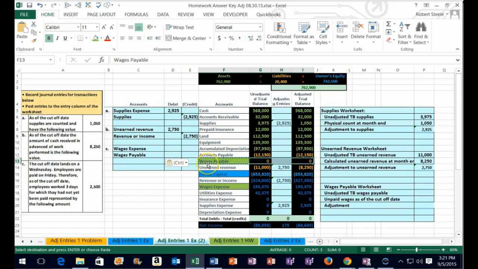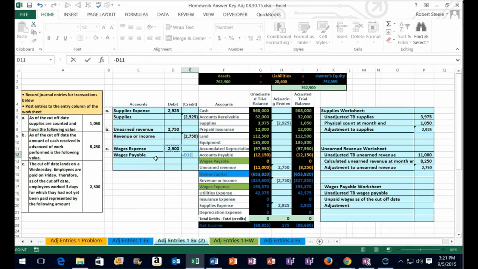Now, in this case, there's nothing in wages payable already, so we don't really need to do a calculation on that adjusting entry. We know that we're going to expense $2,500. That's the amount that we determined was the expense for the 3 days that has not yet been paid. So we're going to expense $2,500 for those 3 days, and then we're going to credit wages payable, meaning the wages payable are going to go up because we owe those employees that money for the 3 days that they work, which we will pay them on Friday in the normal payroll process.